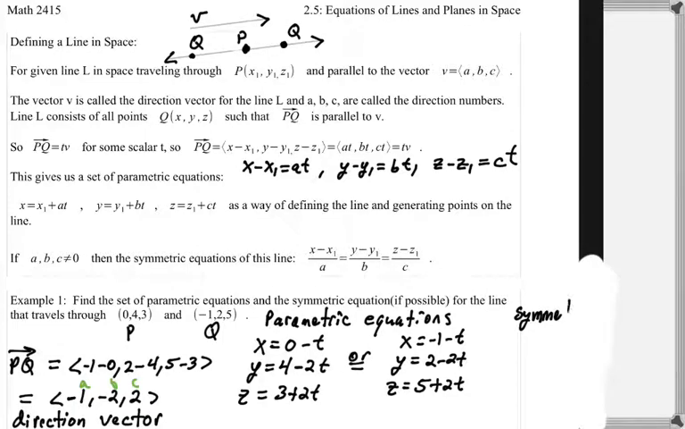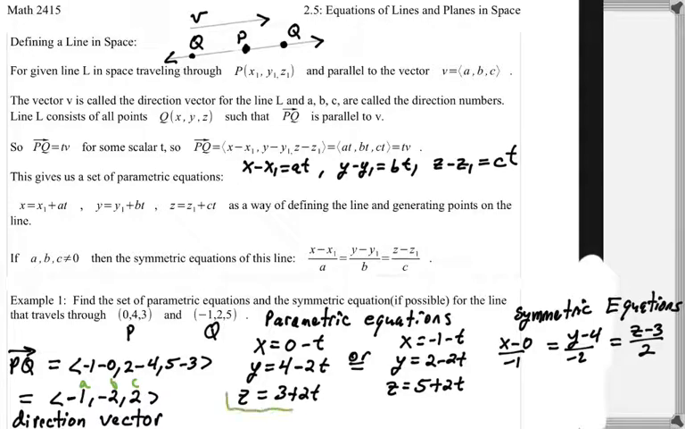So we'll do the first one. We'll write the symmetric equations. So we'd solve for t in each one. And so we would divide, we would subtract 0 and then divide by -1 for the first one. The second one we would subtract 4 and divide by -2. And then the third one we would subtract 3 and then divide by 2. And there's your set of symmetric equations for the first parameterization.